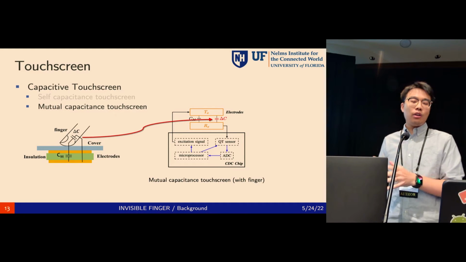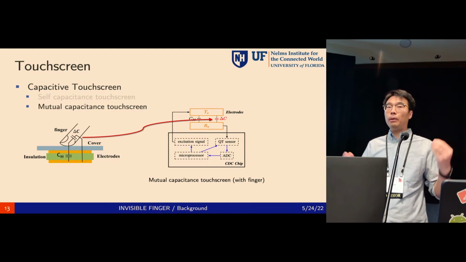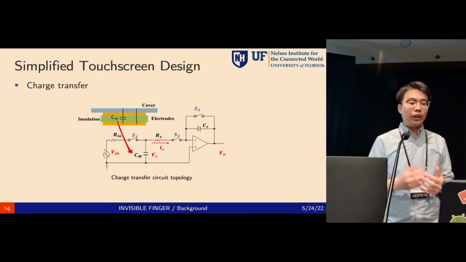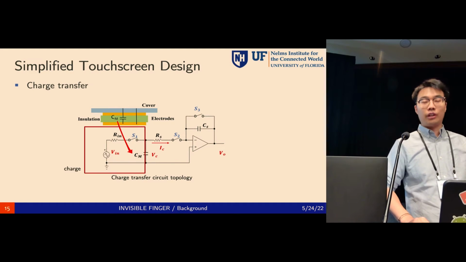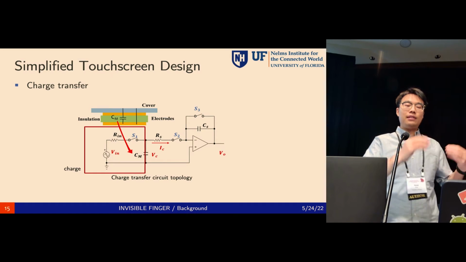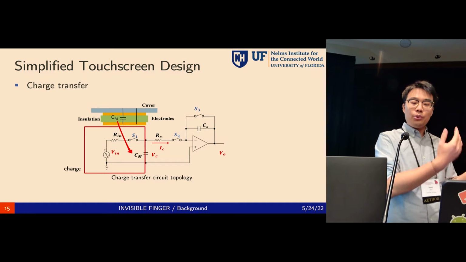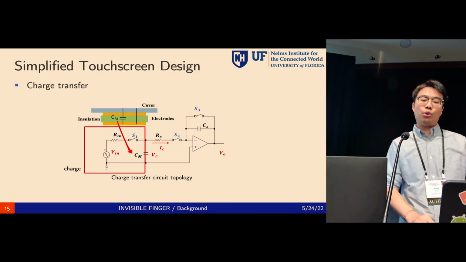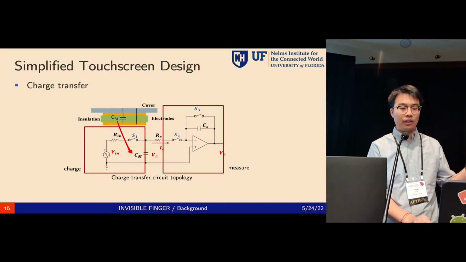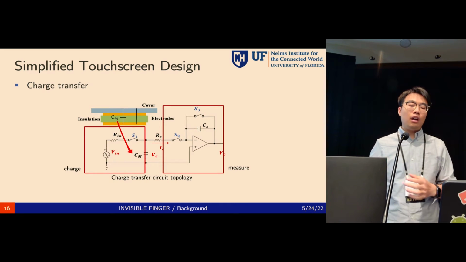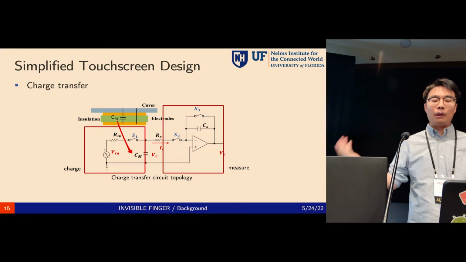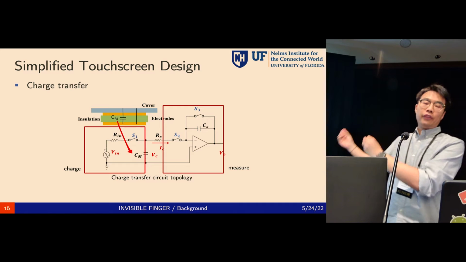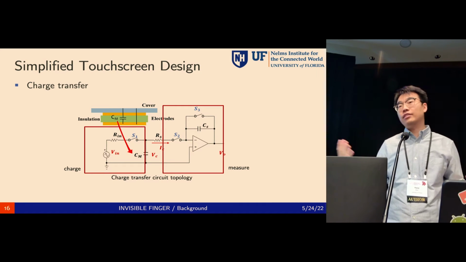But internally, how is this mechanism implemented at the circuit level? Here we show a simplified version of the touchscreen design, also known as a charge transfer circuit topology. On the left side, we use a voltage source to represent how electrodes on the touchscreen are charged by the excitation signal. On the right side, there's an op-amp design to turn the capacitance of the mutual capacitor, CM, into a voltage VO, which can be measured using an ADC.